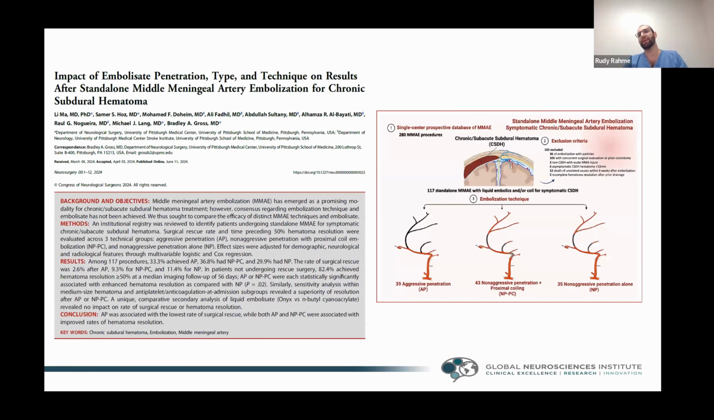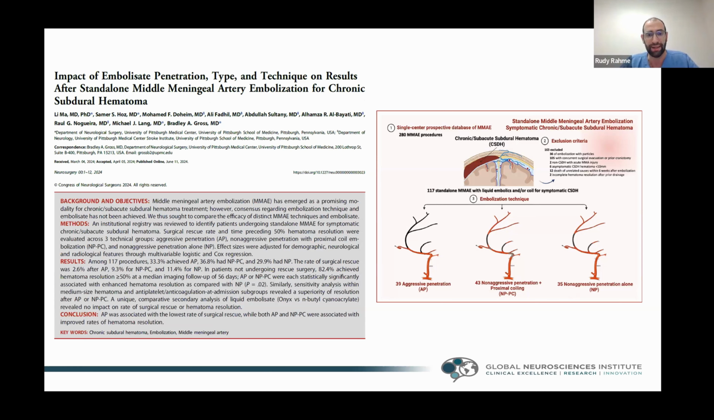The question remains, though: is this the agent or is this the technique? Again, we don't know that, because this paper illustrates that concept very, very nicely. What they did is they had three different groups. One group, they did what they called aggressive penetration, and by that they meant going distal into those capillaries, into those distal branches of the middle meningeal artery. The second group, they did a non-aggressive penetration, so they just blocked the proximal branches, but they also did proximal coiling, so they shut down the trunk of the middle meningeal artery. And the third group, they did just non-aggressive penetration alone.